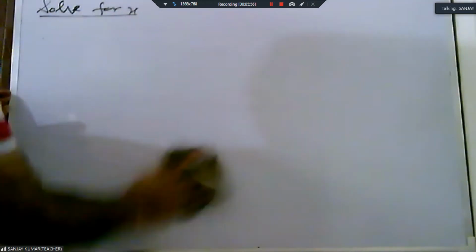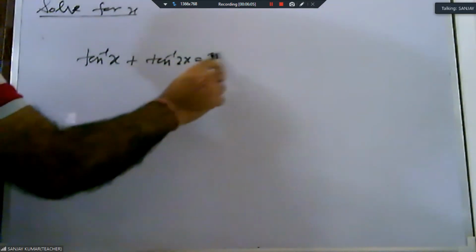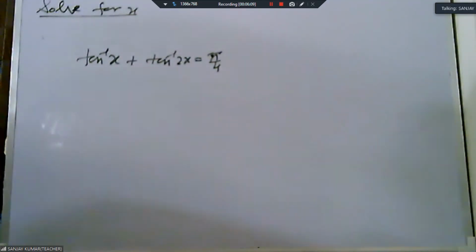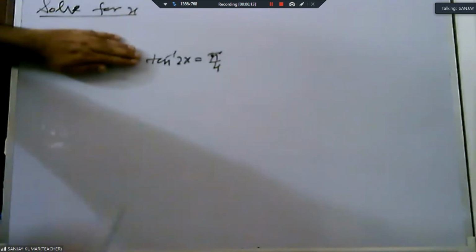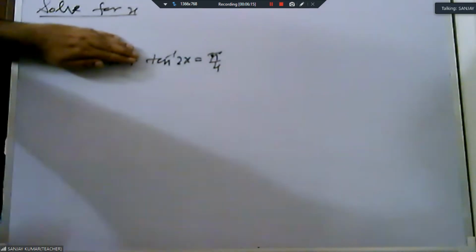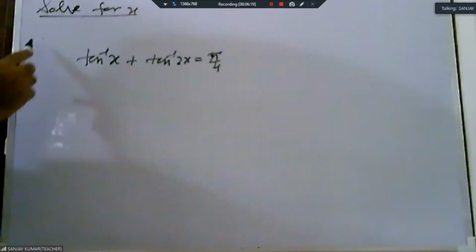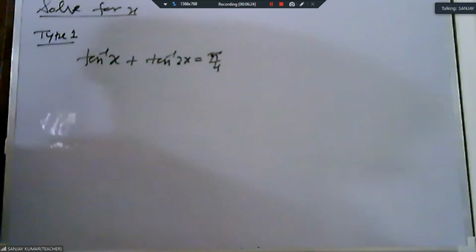Now on the next step, he gives the question: tan inverse x plus tan inverse 2x is equal to pi by 4. What is the value of x? But the problem is tan inverse x plus tan inverse 2x. When you change pi by 4 it is tan inverse 1, but here you have tan inverse x and tan inverse 2x. So this is type 1, the first type of question. We have three types of questions in this.